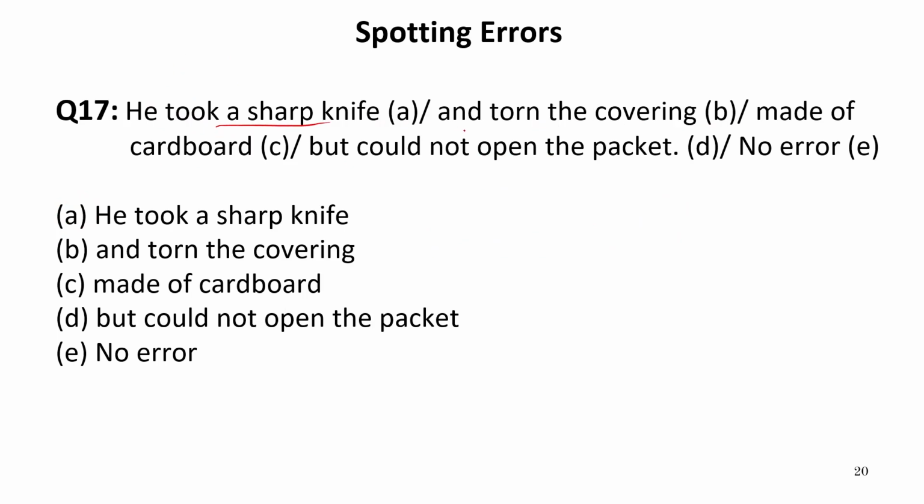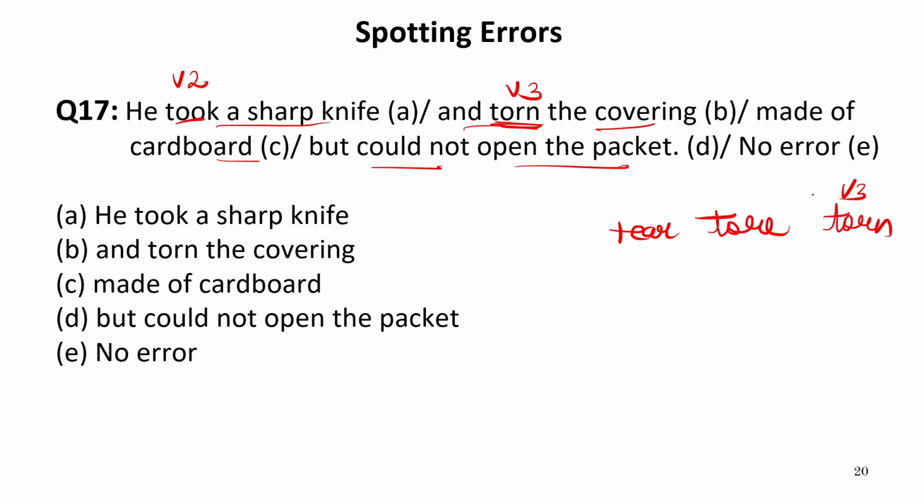He took a sharp knife and tore the covering made of cardboard, but could not open the packet. Now, took is verb second form. It means the given sentence is in past indefinite tense. Torn is verb third form. Now, we have a verb tear. The second form of it is tore and the third form is torn. So this is verb third form, this is verb second form. When the sentence is of past indefinite, we need subject plus verb second form in all the parts. Here it is written torn, so this torn should be replaced with tore.